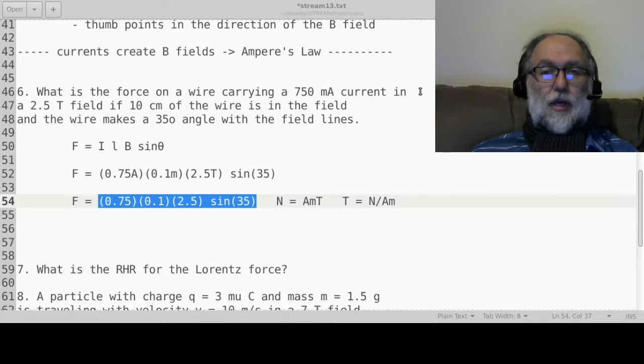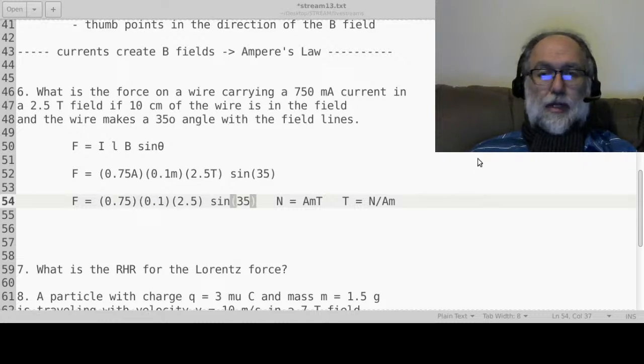It says malformed expression. How come? Is that a malformed expression? Oh, I see why. Okay. There we go.